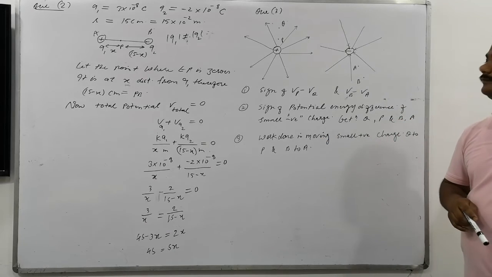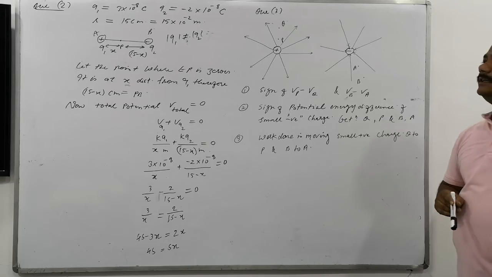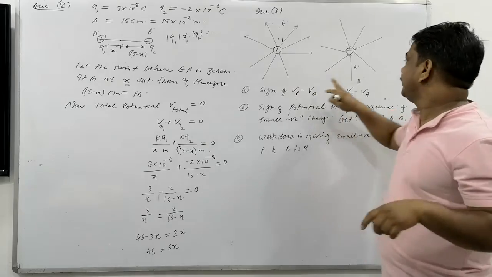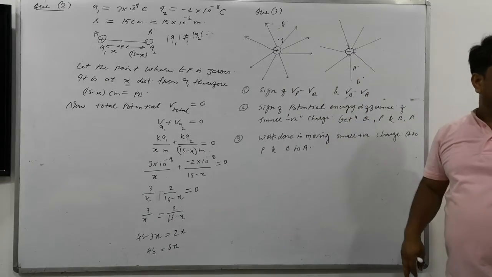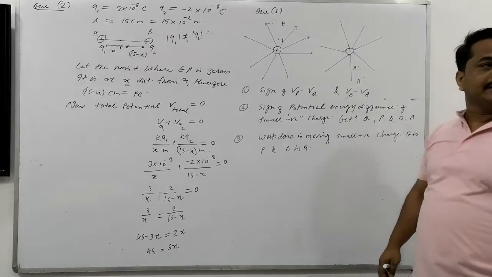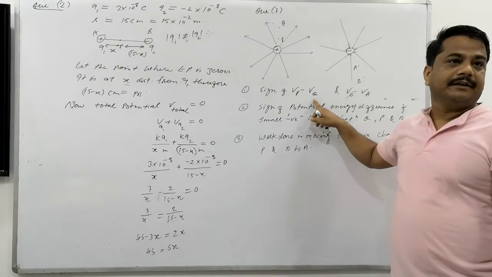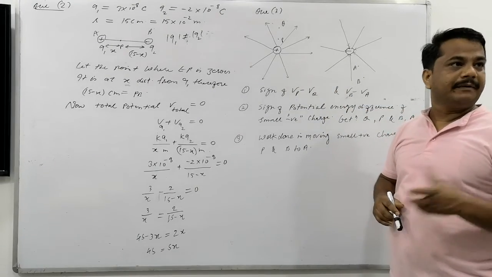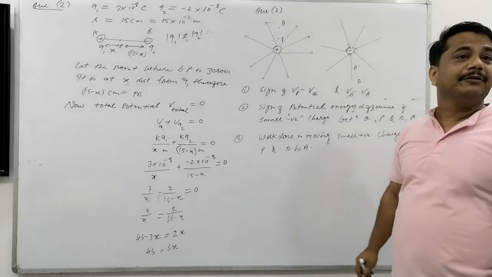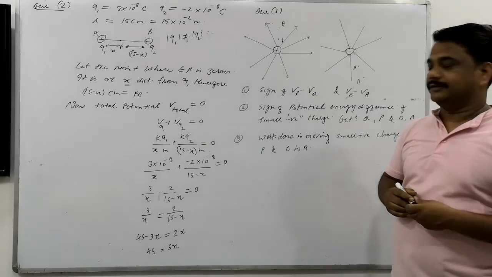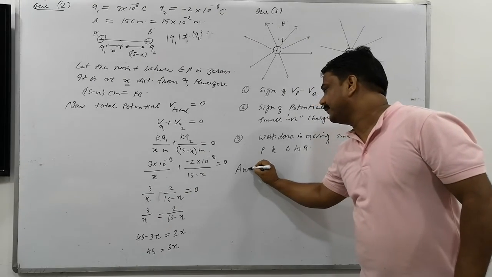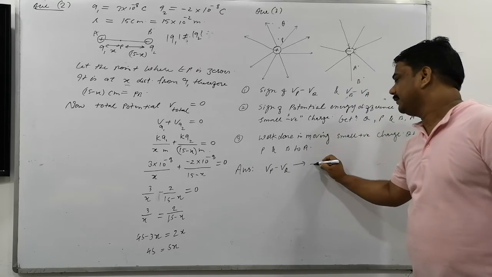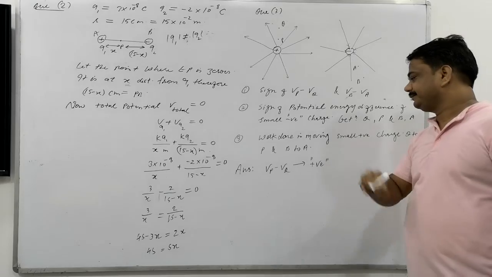Have a look on the board. As we know, the potential closer to the positive charge is more, and closer to the negative charge is less. Is that clear? So what is the question asking? Sign of Vp minus Vq. Tell please, will Vp be greater or will Vq be greater here? Vp will be greater. So what will be the sign of Vp minus Vq? Positive. That's the method of writing the answer. You just have to write positive.